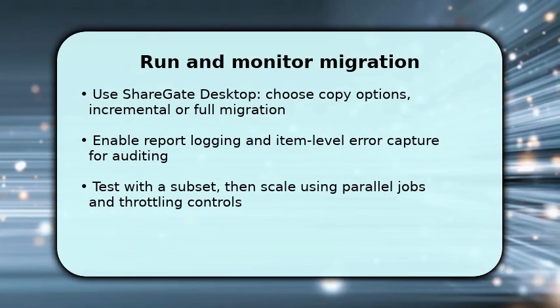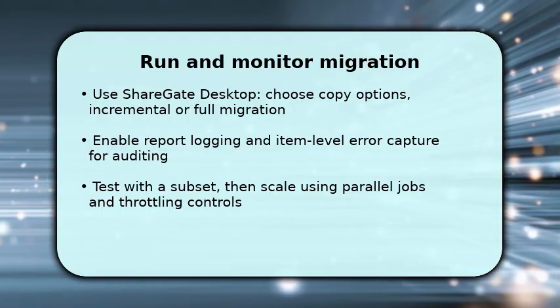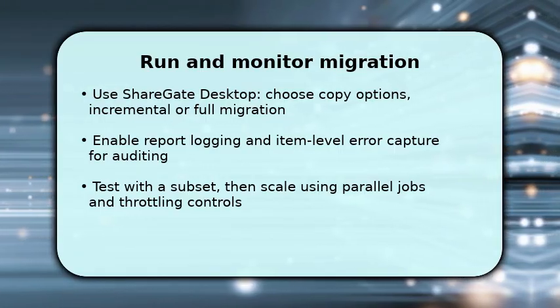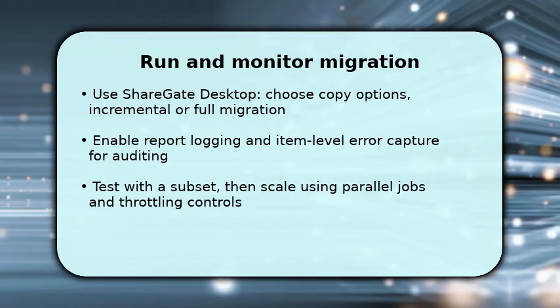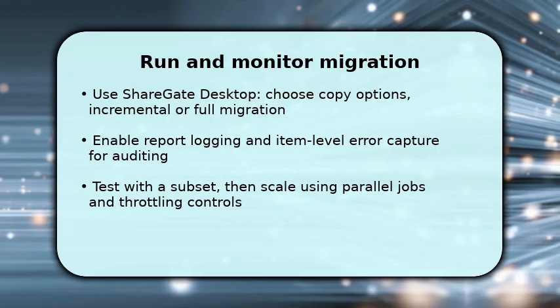You select Sharegate Desktop and pick copy structure and content or only content depending on needs. This controls what metadata and permissions move. Then configure incremental migration to capture changes and enable detailed logging to catch item-level errors for later review.